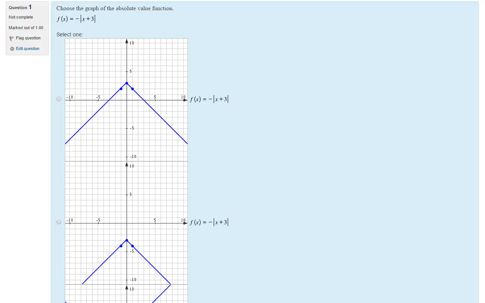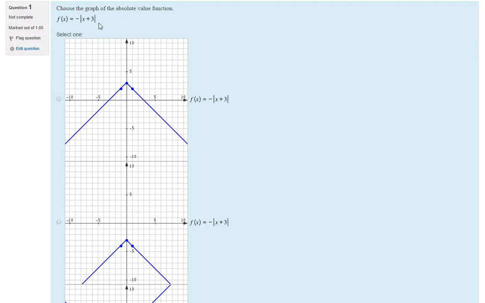Okay, this is the video solutions for Module 2, Lesson 1, the first of the practices. So let's take a look. They want us to choose the graph of the absolute value function.